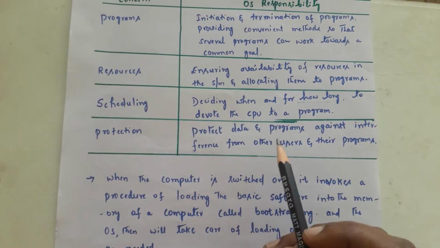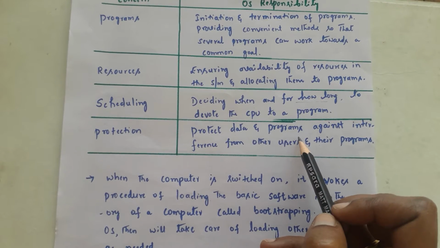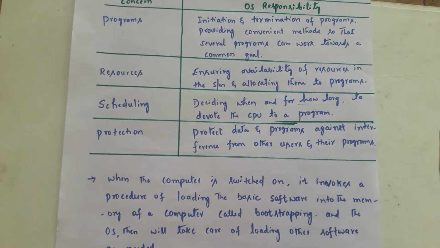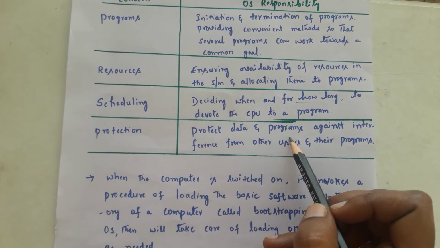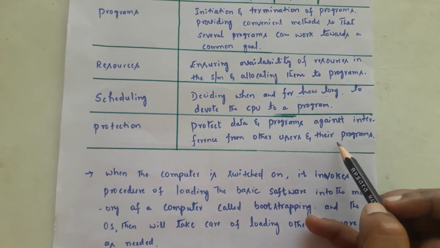Next comes protection. Here the protection of your data and program is mainly important so that you can achieve privacy, right? We just want the OS to take care of your data and program so that it should not be interfered with by other users and their programs.